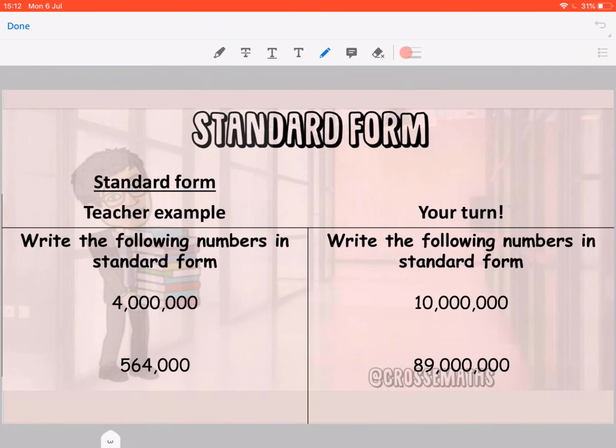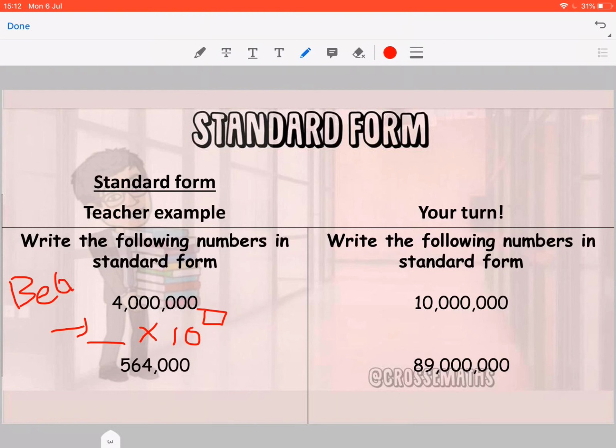Right then, so standard form. Now, standard form is super easy. Standard form is comprised of a number on the left times 10 to the power of something. The number on the left is always between 1 and 10, and the number on the right is how far the decimal point has to move to make it between 1 and 10.